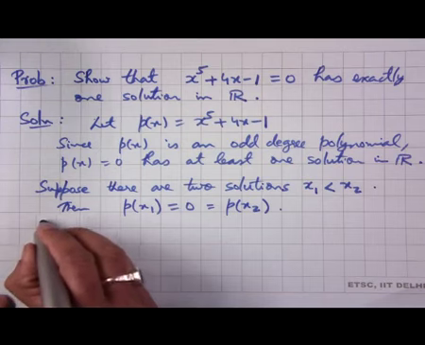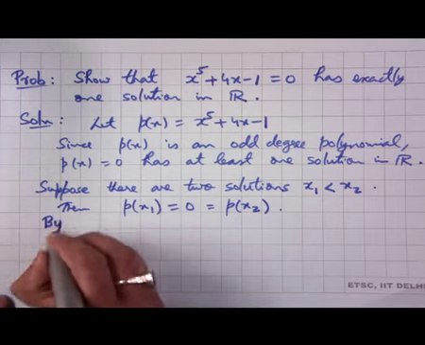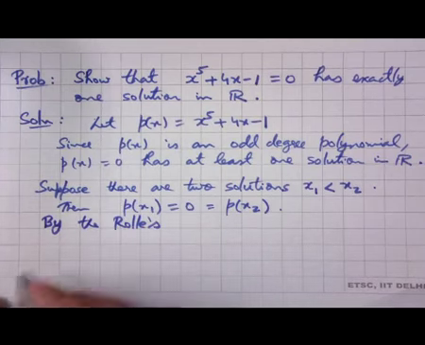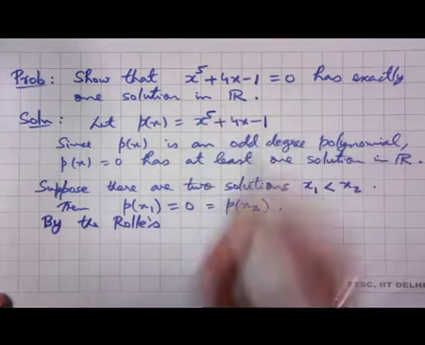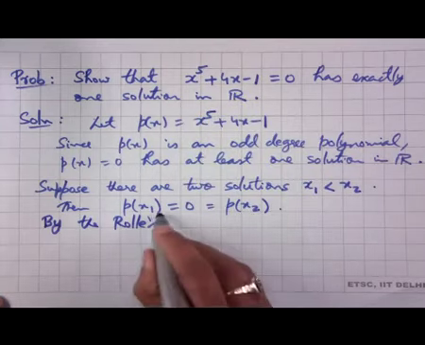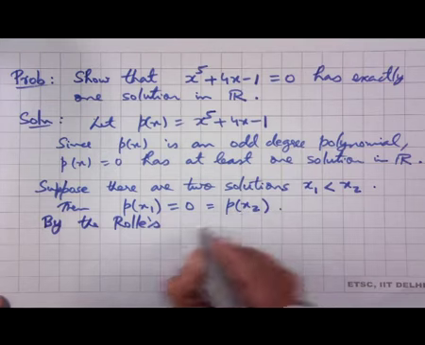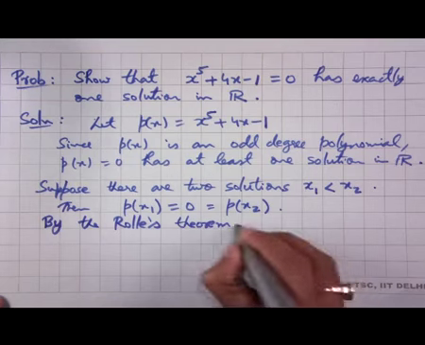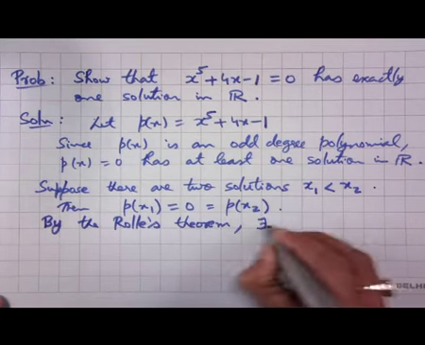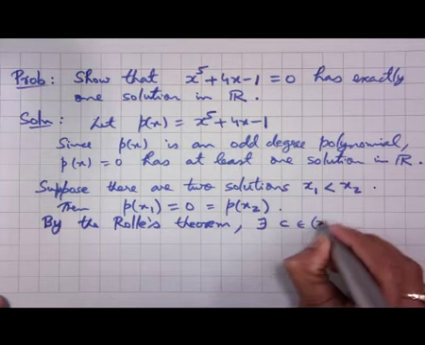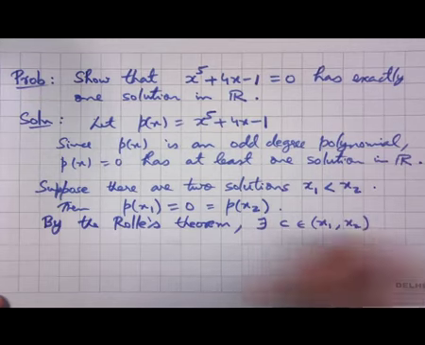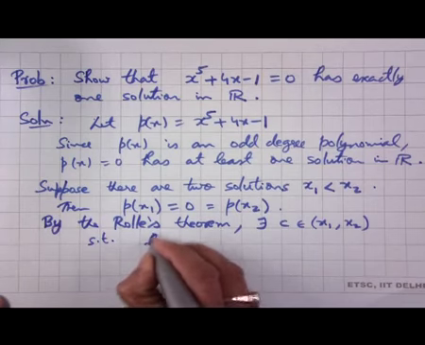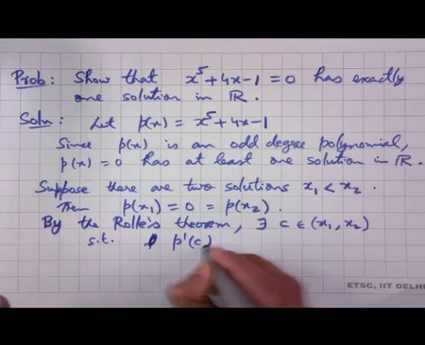So, by Rolle's theorem, note that because we have a polynomial, this is continuous and differentiable everywhere, and at the endpoints x 1 and x 2 these values are the same. So, by Rolle's theorem, there exists some c in between x 1 and x 2 such that P prime of c is equal to 0.